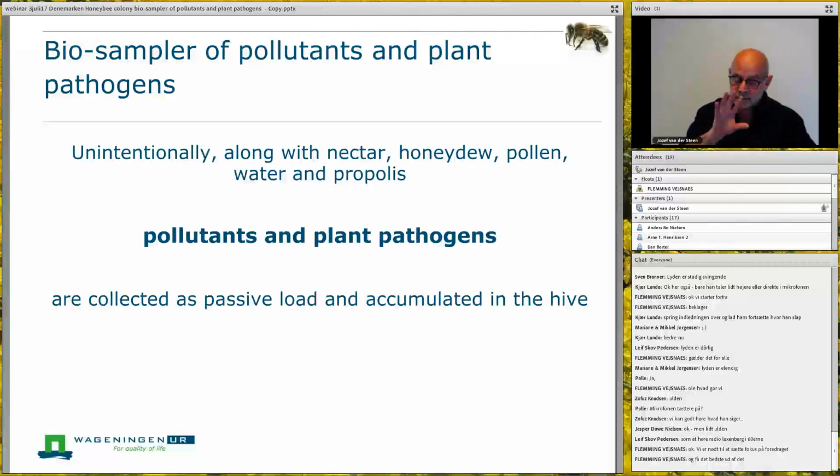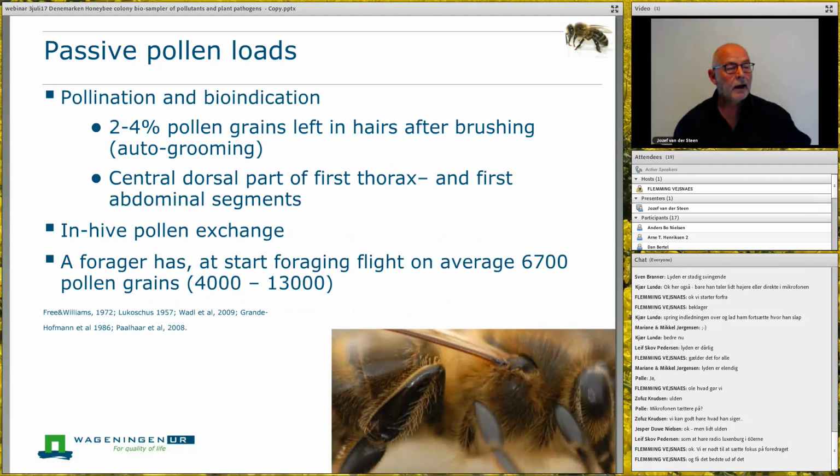Now, this is about the honeybee colony. Now back to the pollutants and plant pathogens. They don't collect them intentionally. They do it unintentionally. They do it along with the collection, as I said, of water, honeydew, pollen, and propolis, and that's why we call it the passive load of the honeybee.